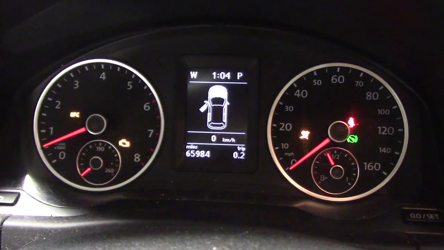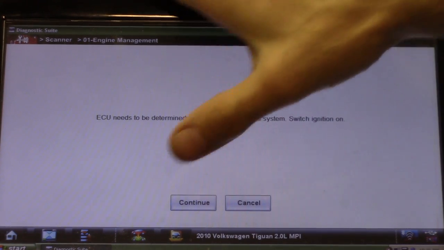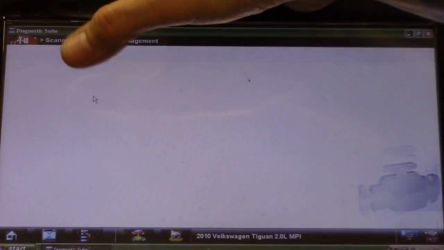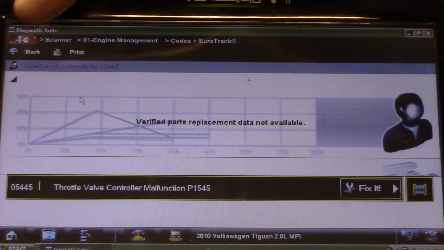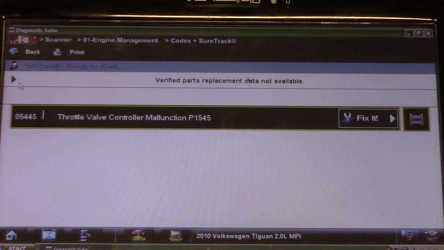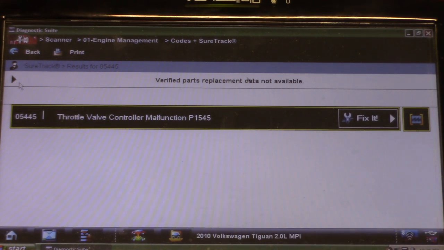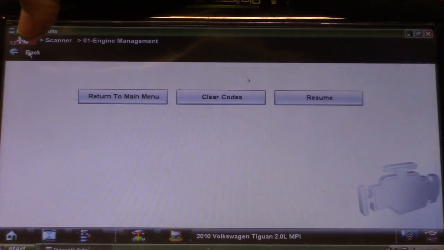So let's go to the scan tool, see what kind of trouble codes we have. 2010 Tiguan. What kind of codes we have. Okay. And what we have is a P1545 throttle valve controller malfunction. I had no throttle response, so that would make sense. Let's see what kind of data PIDs we have under the OBD.